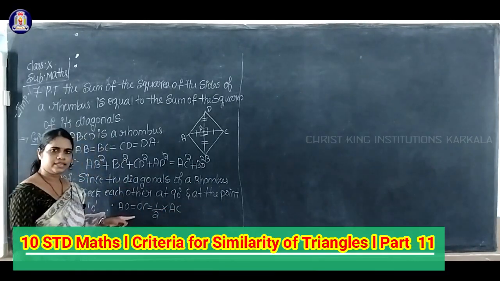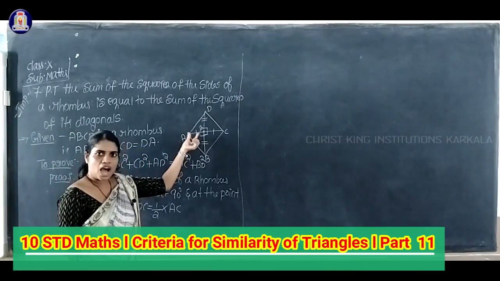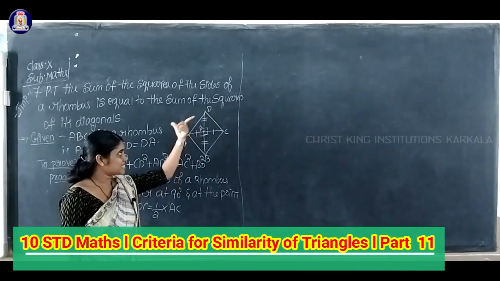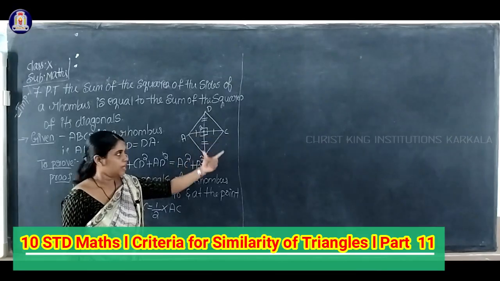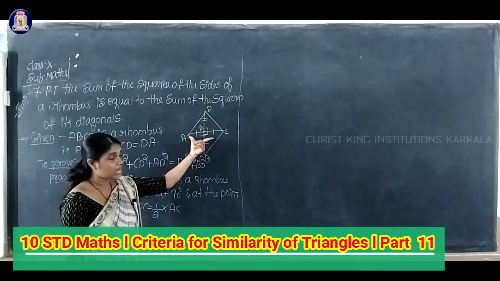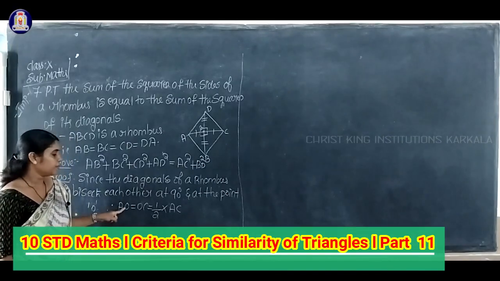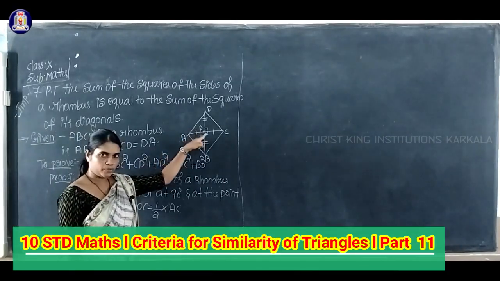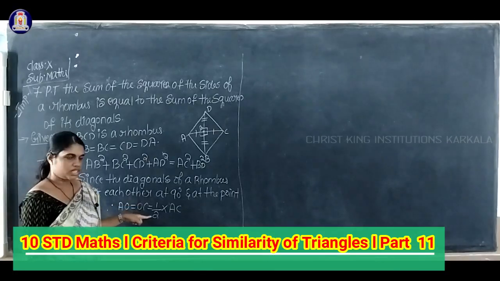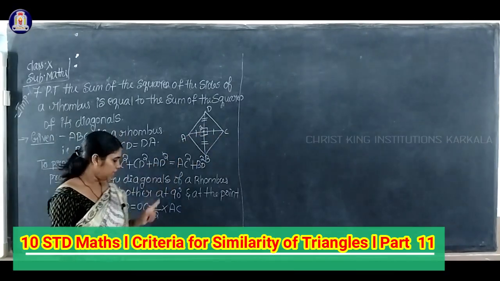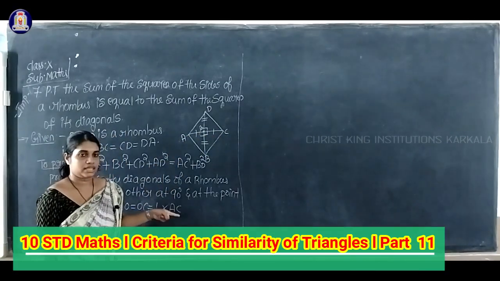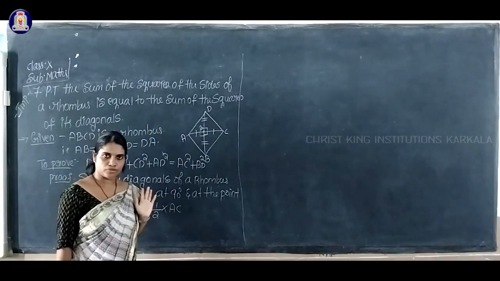Can I say this result? AO is a half of AC. AO is exactly half part of AC. Again, OC is also exact half part of AC. Understood? So therefore, I can write it like this: the length of AO equals the length of OC, equal to half of AC. Exact half part of AC.